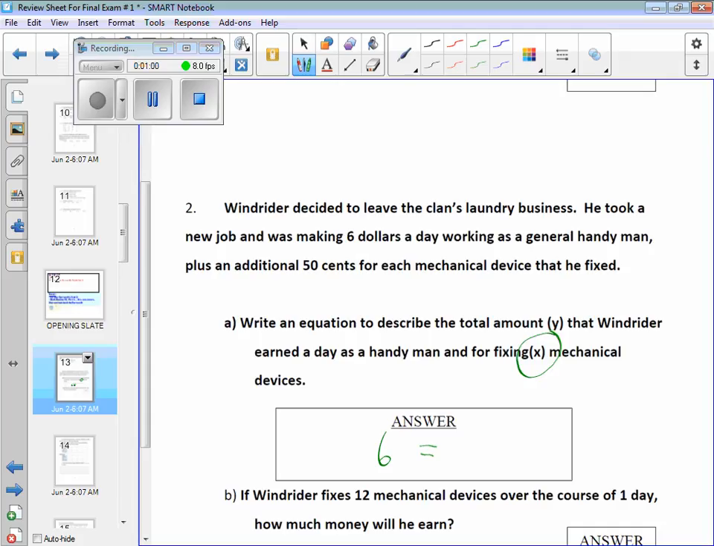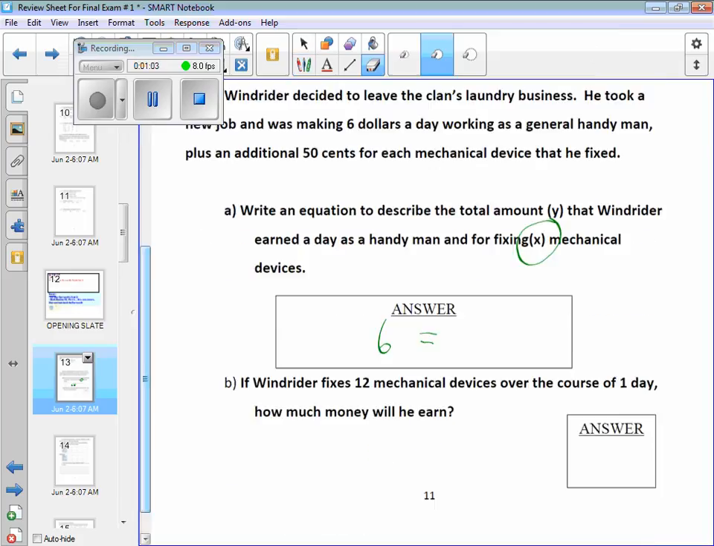Okay? So what you should have, and I'm going to move the 6 over a little. $6 plus 50 cents, which you could put down as 50 or 0.50, times the amount of mechanical devices that he repairs, X, equals the total amount that he earns, Y. Crazy as that looks, that's pretty close to what you should have. There are some other things that would still work though.